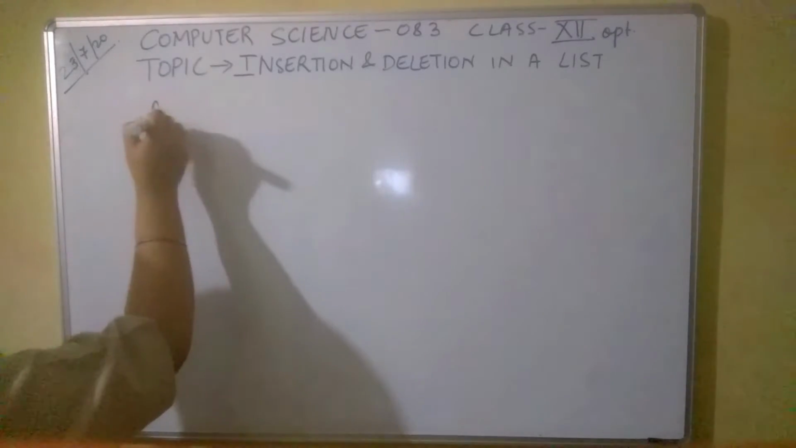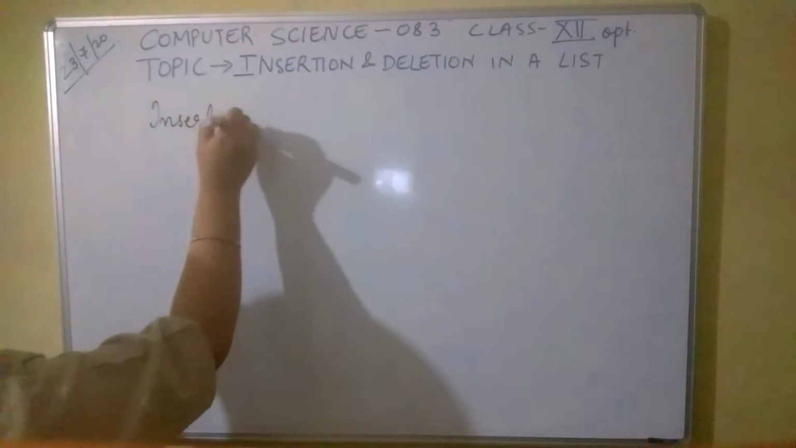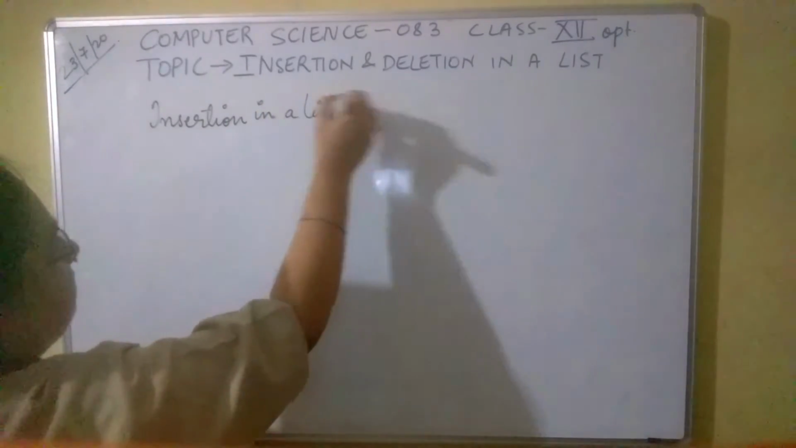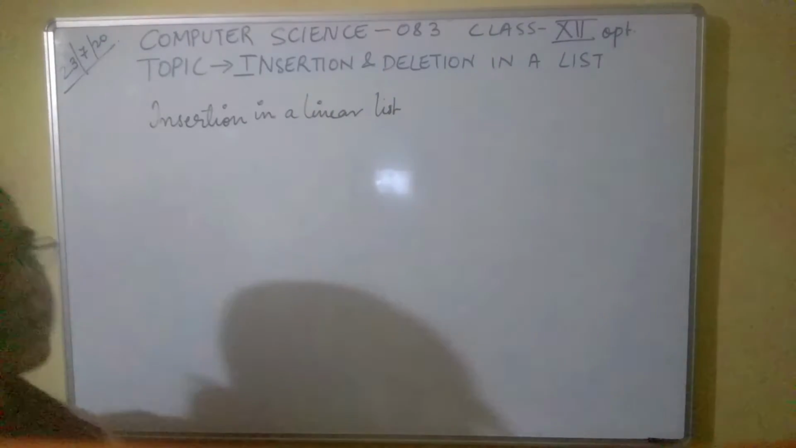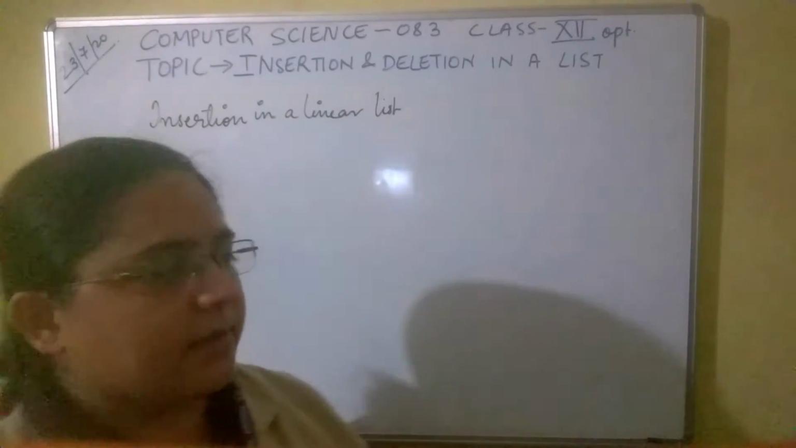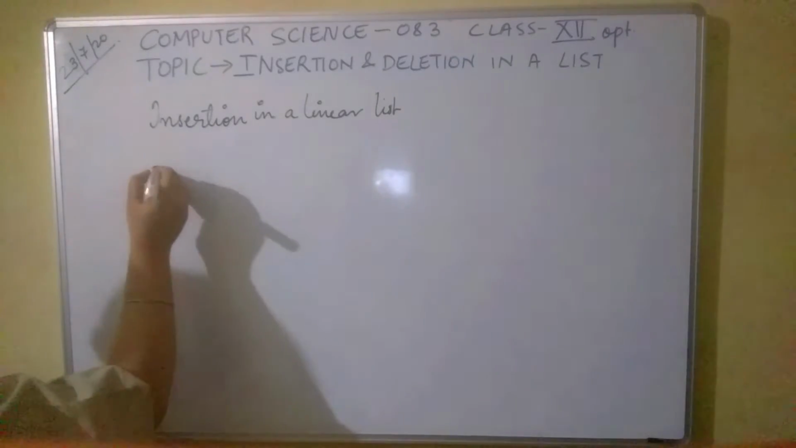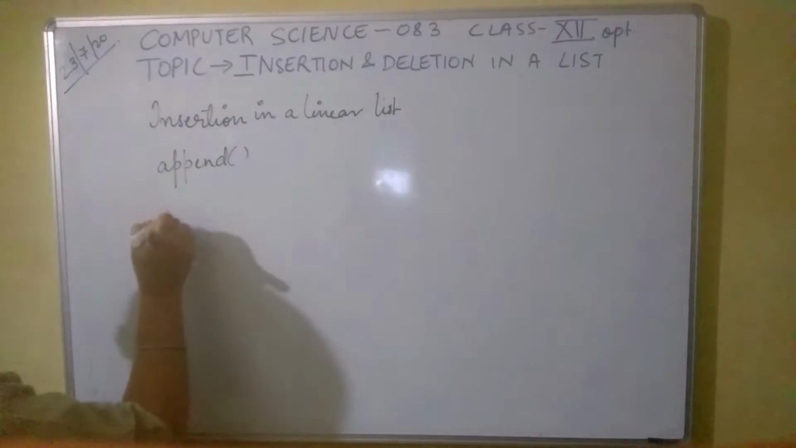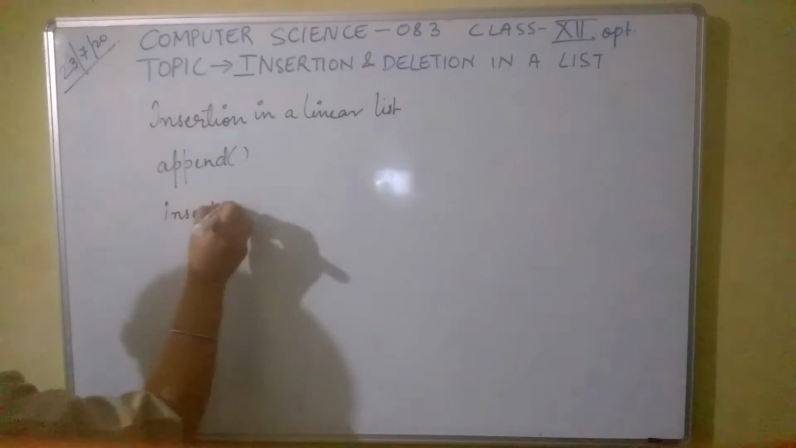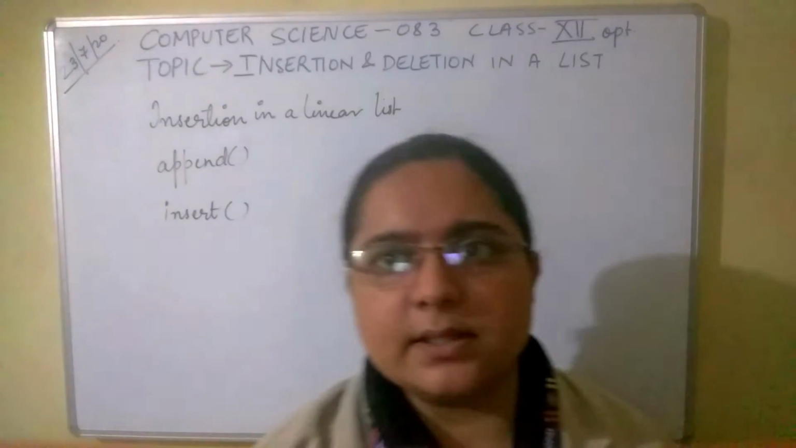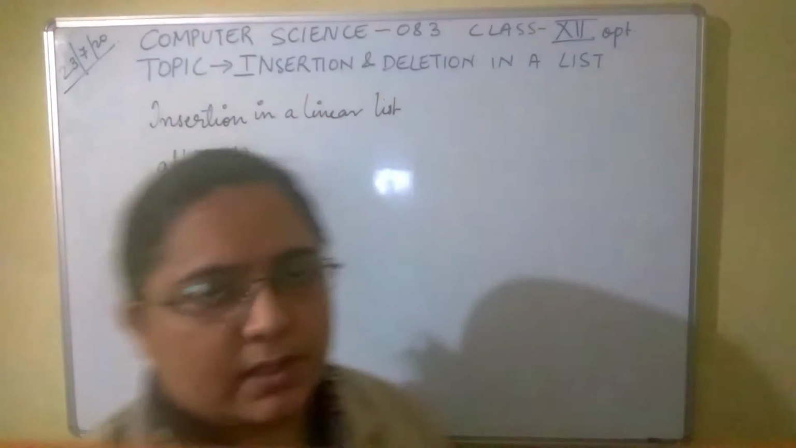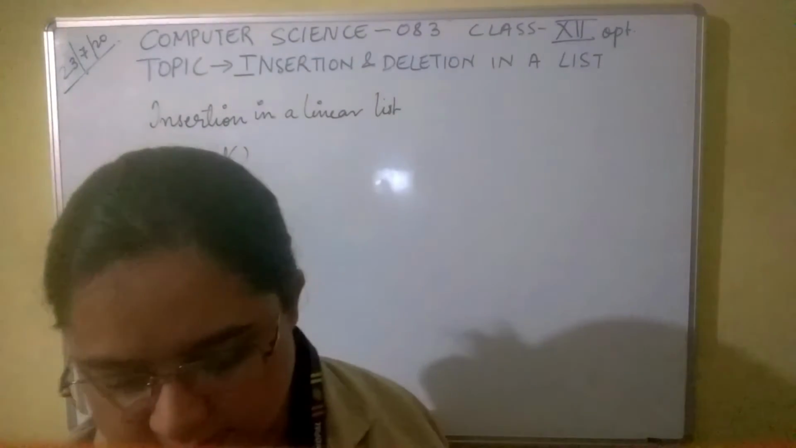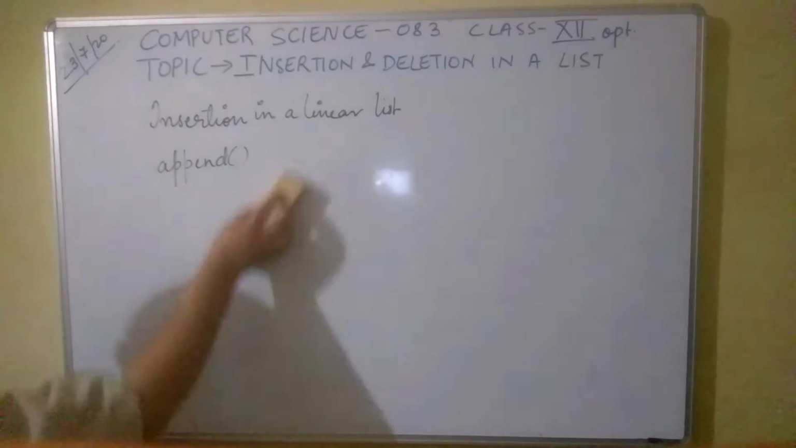Now for insertion in a linear list, we already have certain functions, that is the append function and the insert function, which we can use to insert any element into our list. So how can we append or insert any element into the list? We will start our program in a very straightforward manner.